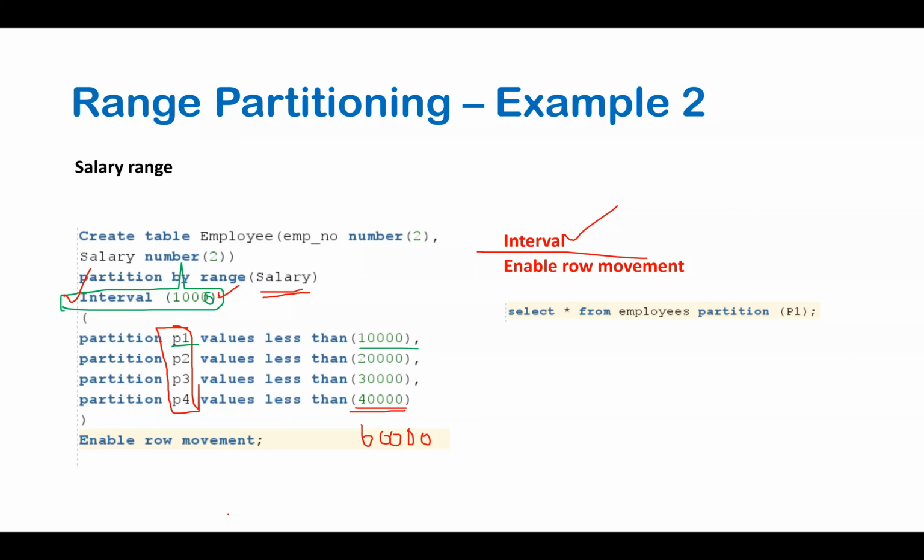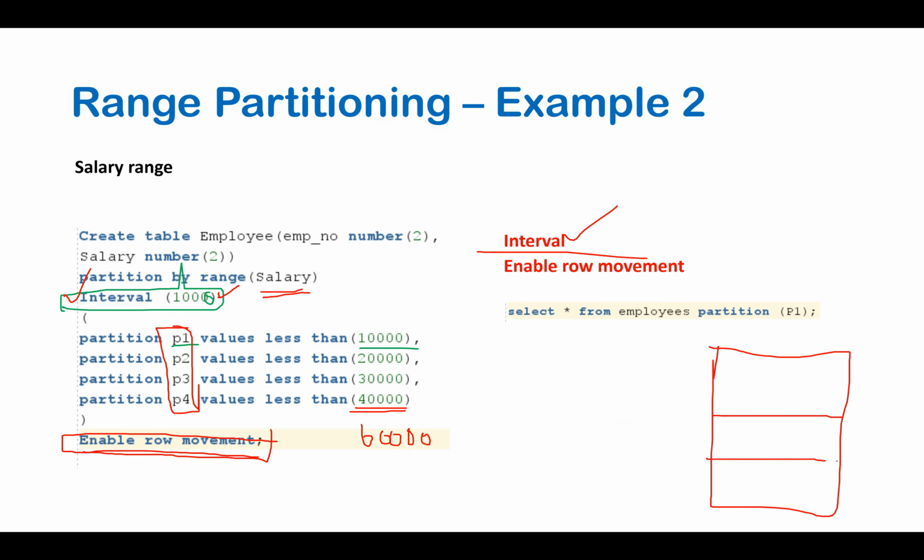The other one is enable row movement. See, this is very, very important. So what is enable row movement? Whenever you are using any partitions, use this enable row movement at the end. So today you have some data. Salary is less than $10,000, say 8,000. Which partition will it be in? The very first time, it will be in the P1 partition.